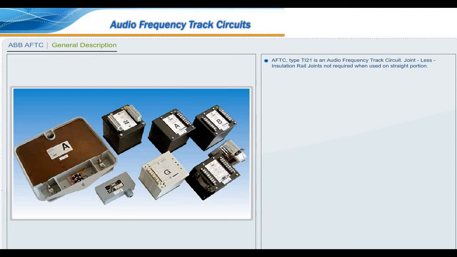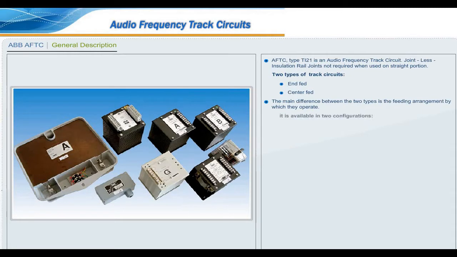Type TI-21 is an audio frequency track circuit; jointless, insulation rail joints are not required when used on a straight portion. There are two types of track circuits: end-fed and center-fed. The main difference between the two types is the feeding arrangement by which they operate. It is available in two configurations: decentralized configuration and centralized configuration.